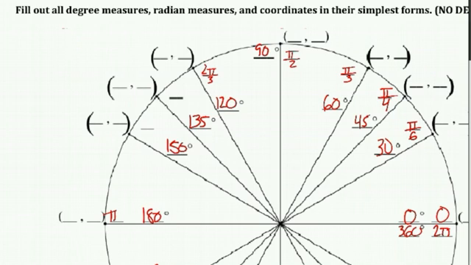135 is 3 times larger than 45 degrees, so it's going to be 3 times pi over 4. In other words, 3 pi over 4. 150 degrees is the same as 30 degrees times 5. So it's going to be 5 times pi over 6. And again, now we're at pi being 180 degrees.